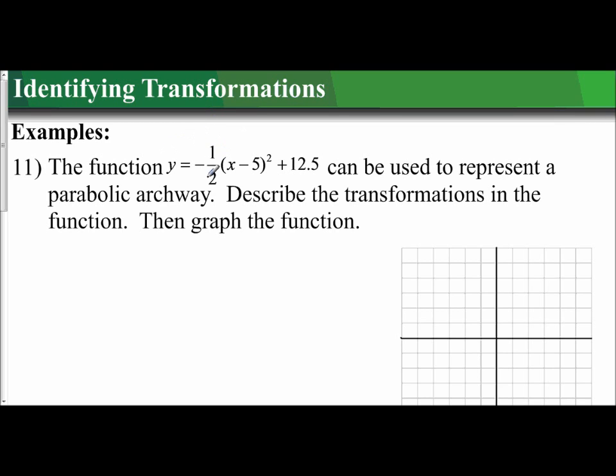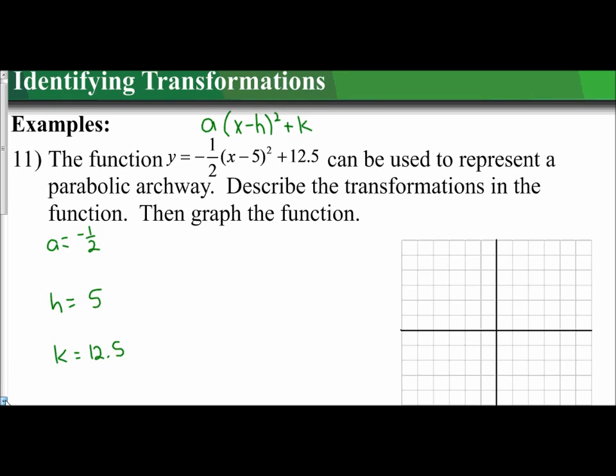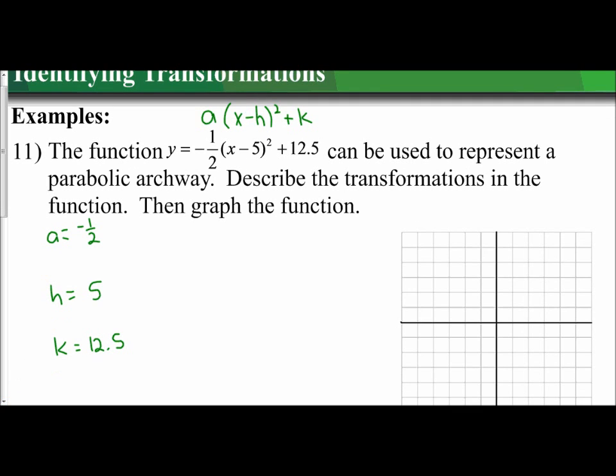The function y equals -1/2 times (x minus 5) squared plus 12.5 can be used to represent a parabolic archway. Describe the transformations in the function and then graph. To describe the transformations, we need to look at the form a times (x minus h) squared plus k. So I see my a value is -1/2, my h value is 5, and my k value is 12.5. Remember, your h value is 5 because you are subtracting 5. So the h value is positive.